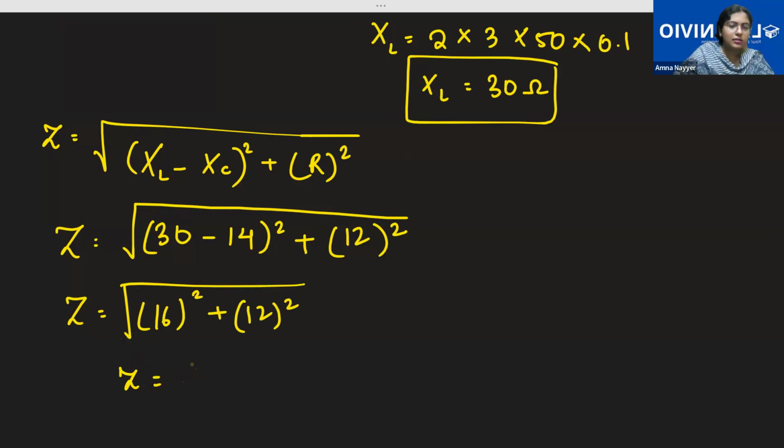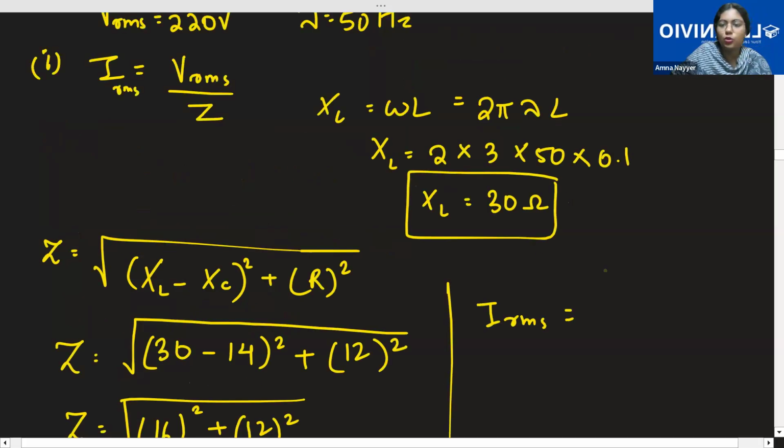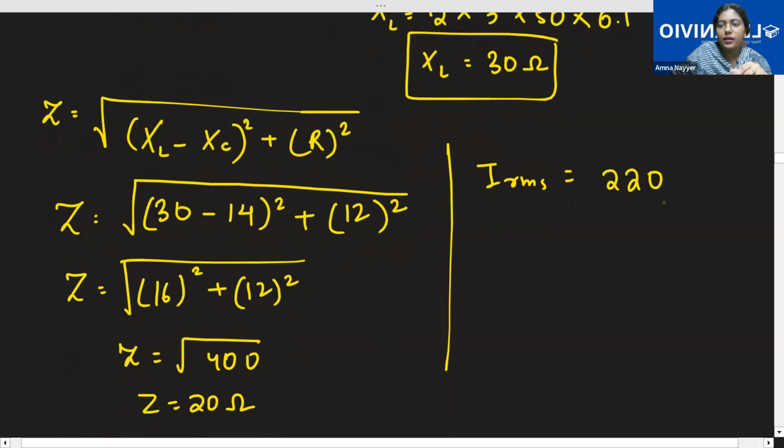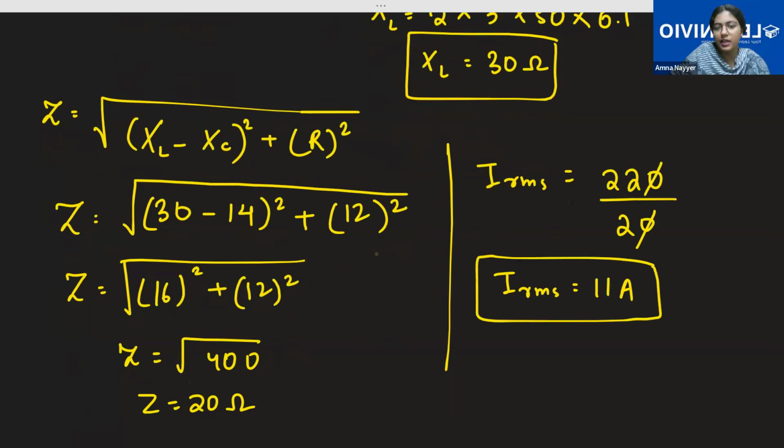Do they make this? 16 square is 256 and 12 square is 144. No, 20. 400, not 15, 20. This is root 400. So that will make Z as 20 ohm. Okay. Now calculation of IRMS. VRMS is 220 divided by 20. 2 will get cancelled here. So IRMS is equal to 11 ampere. This is equal to 11 ampere current.